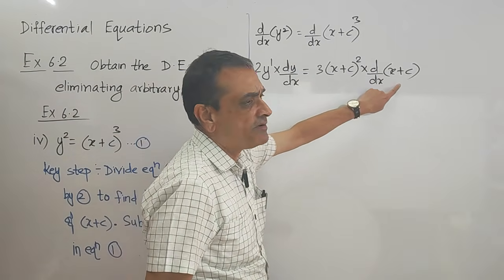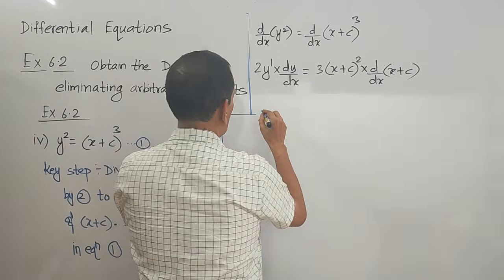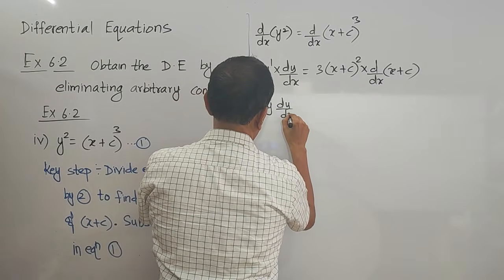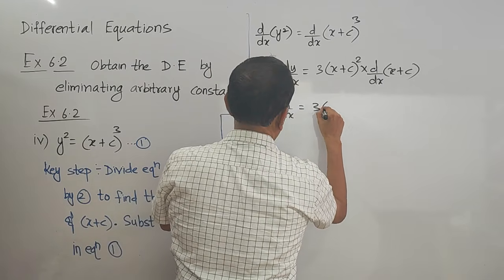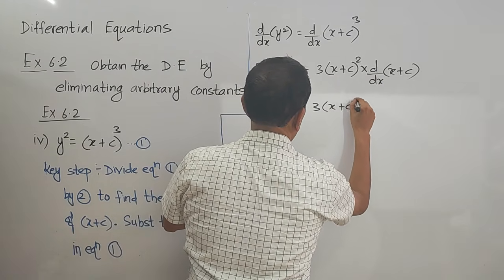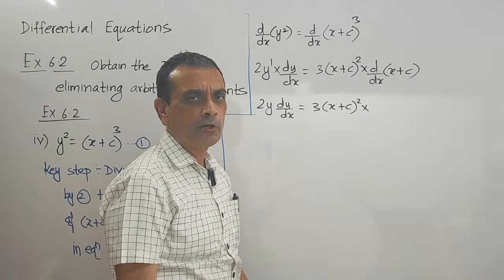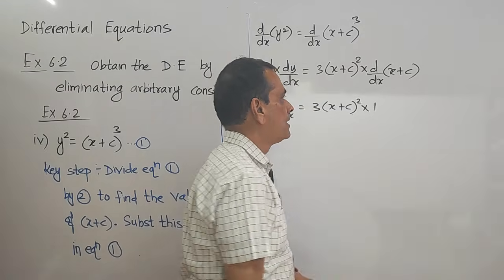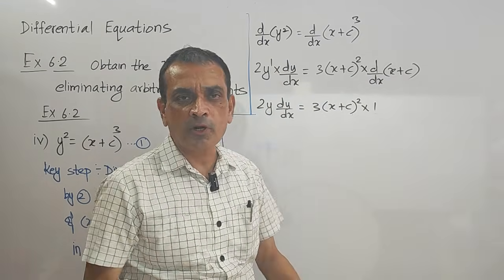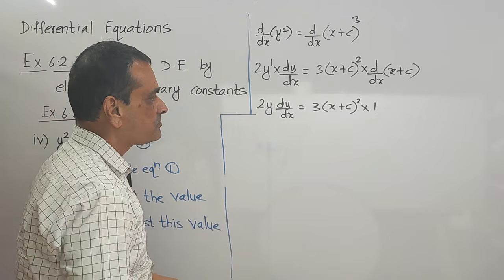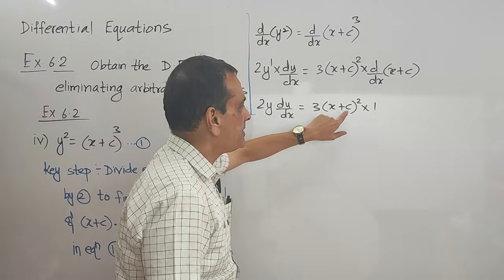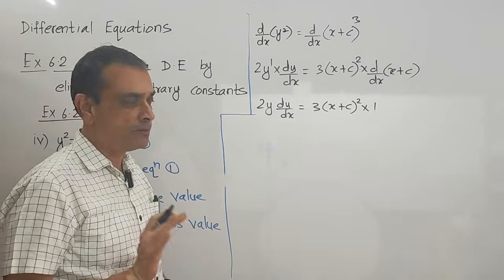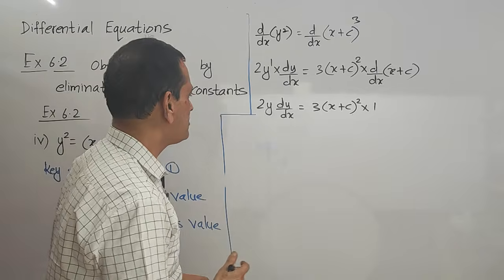Okay, now d by dx of x plus c. So you get this. You can do it orally, friends. d by dx of x is 1. Derivative of c is 0, no need to write. Okay, so this is what we get. 3 into x plus c bracket squared into 1, forget about 1, no hai udhar abhi. So let's call it as equation 2.